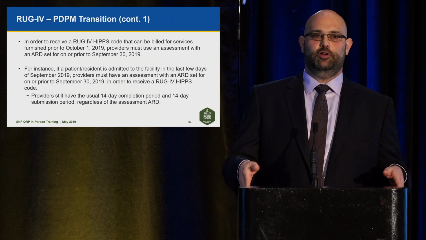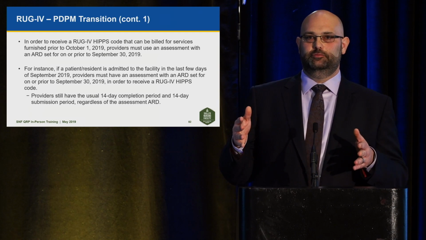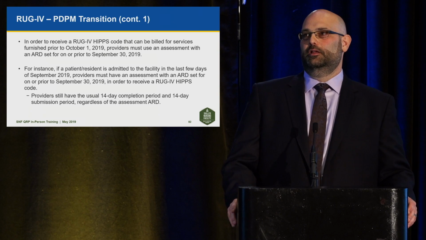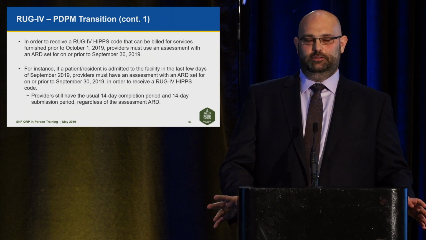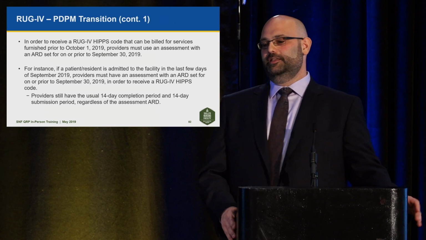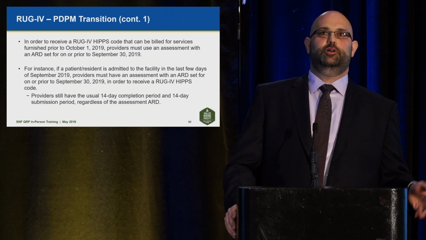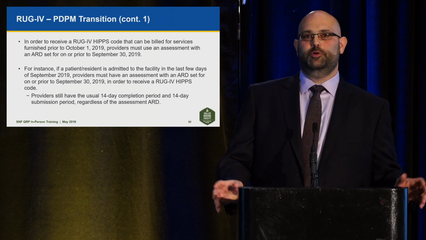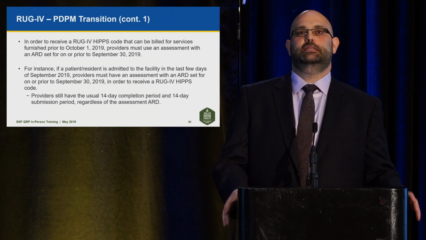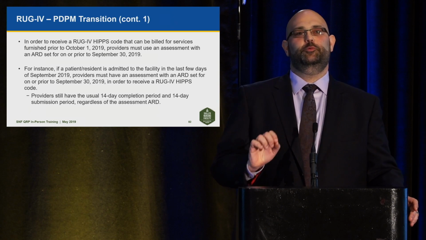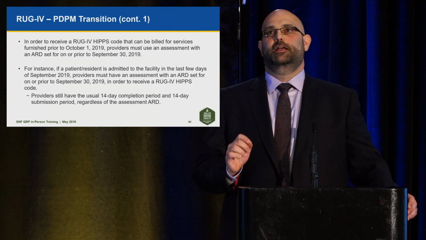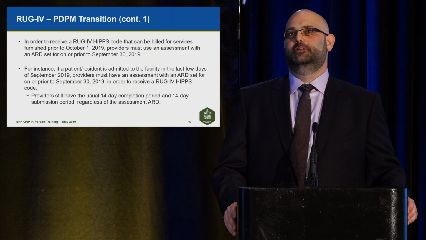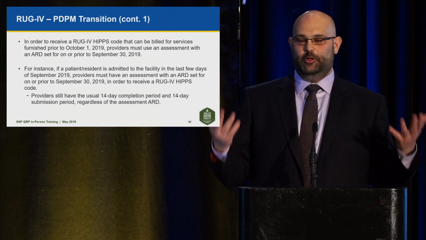So in order to actually get the RUG4 HIPS code, you need to have an assessment that has an ARD of September 30th or prior. Now the question I've gotten a lot about that scenario is, let's say I have a person who was admitted on September 27th, or 26th or something like that. They were admitted in the last few days of September and, this is usually the way the question is asked, I have a patient, he's an RU patient, but I don't have enough days to get them into RU. And then I just look at them in befuddlement.